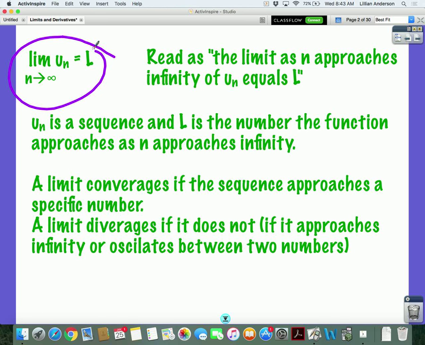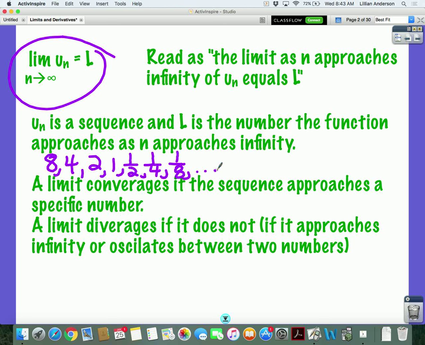So when we think of a sequence, that's a series of numbers, such as 8, 4, 2, 1, 1 half, 1 fourth, 1 eighth, so on and so on. Can you identify what the pattern is? We're dividing by 2, or what's another way to represent that? Or multiply by 1 half. So u sub n represents a sequence. Let's pretend that this is u sub n. The limit as n approaches infinity.